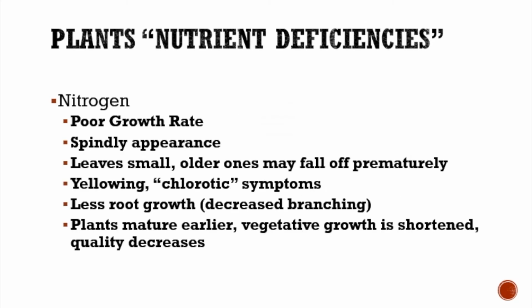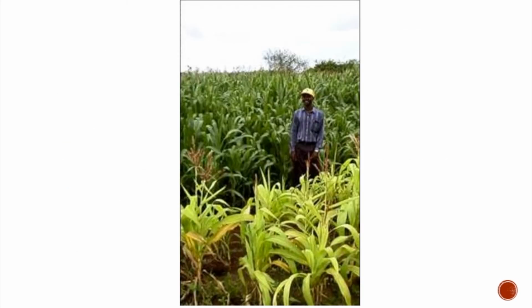So if we look at a plant that may have a poor growth rate, it may be spindly in appearance. We have smaller leaves in the top, and the older ones may fall off prematurely. We see a yellow color or a yellow cast, what we call chlorotic look to it. We may have less root growth. Plants that are maturing earlier, the vegetative growth is shortened. The quality of that plant may decrease. All of these are signs that we may see from a nitrogen deficiency.